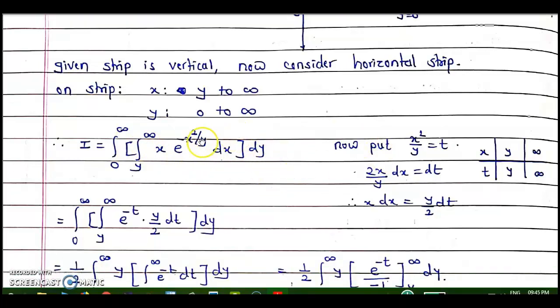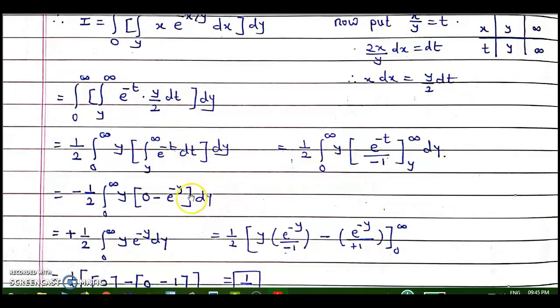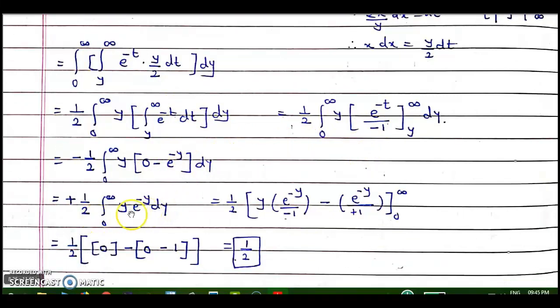Then again substitution, because if you see, the derivative of the power is available as x dx form. Therefore, x square by y is equal to t. If we put, we get x dx as y by 2 dt with the same limits. Therefore, if we solve for t, we get upper limit minus lower limit, that is 0 minus e raised to minus y. Then we get only half of integral y e raised to minus y dy.